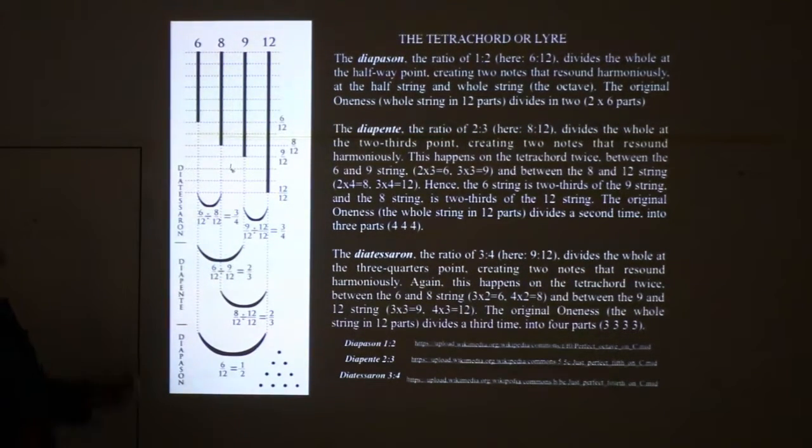So with the 8 to 12 and with the 6 to 9, you get the 2/3 resounding twice on your tetrachord. If I play the 2/3 for you, first we'll hear them together and then separately.